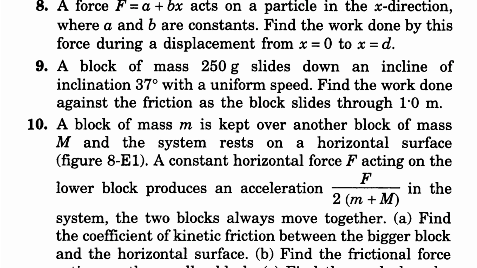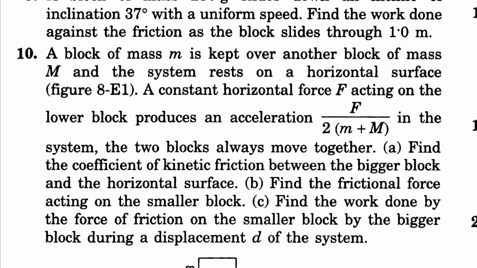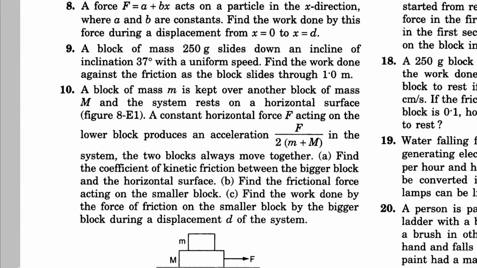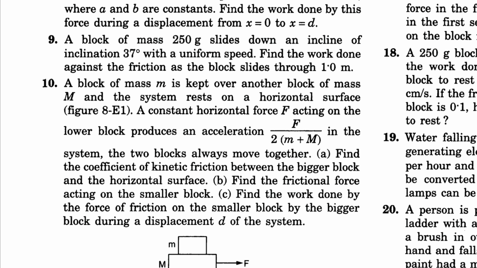Now in question number 10 we have a block of mass m kept on another block of mass capital M, and the system rests on a horizontal surface. Now a constant horizontal force acting on the lower block produces an acceleration of F upon 2m plus M in the system. So the force is applied on the lower block, and the two blocks move together. So we need to find the coefficient of kinetic friction, the frictional force acting, etc., and the work done.